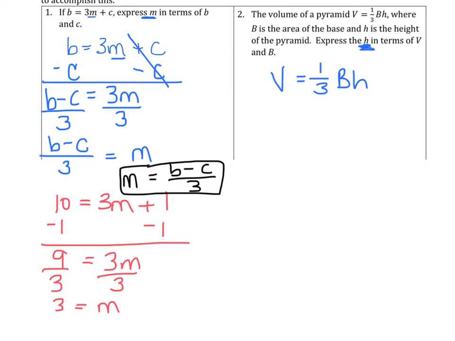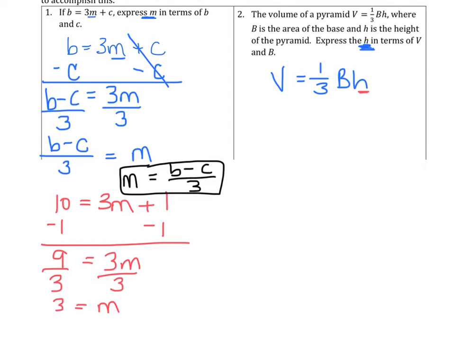Okay, so let's take a look at the operations that are going on here. In the first example, we had addition, which we could undo with subtraction. But I want to take a look at what's happening here. We have V is equal to 1/3 times B times H. And it's this H that I want to try and get by itself. All right, if you notice that everything is multiplying, in general, you would divide to isolate the H.